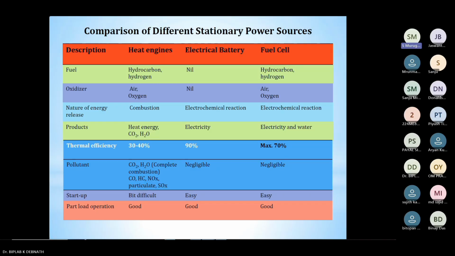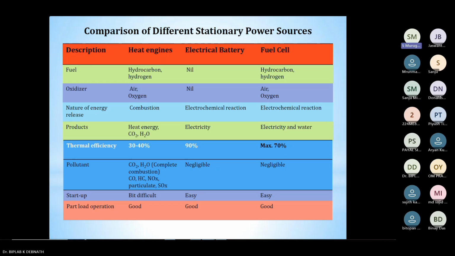Now, if you see here, what type of fuel do we use in heat engines? We use hydrocarbon. It can be petroleum fuels like petrol, diesel, or alternative fuels like ethanol, natural gas, LPG, whatever it may be. They are all hydrocarbon fuels. In addition to that, of course, we use hydrogen. In the electrical battery, we don't use any fuel at all. We simply charge the battery by giving electrical input and we get electrical output on discharge. In fuel cell, we need to supply fuel.